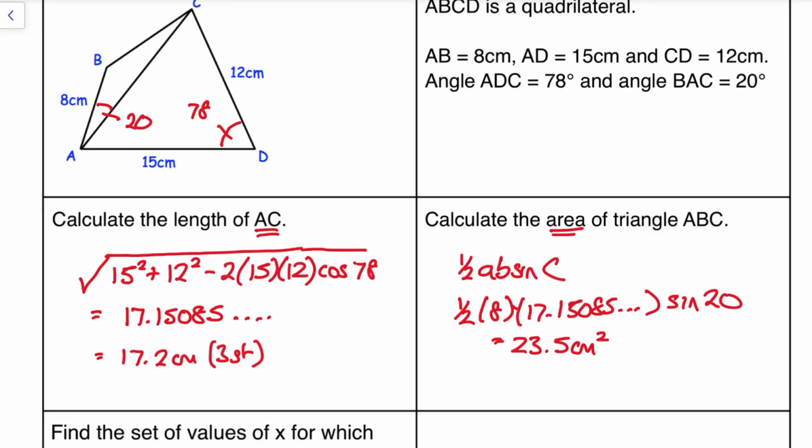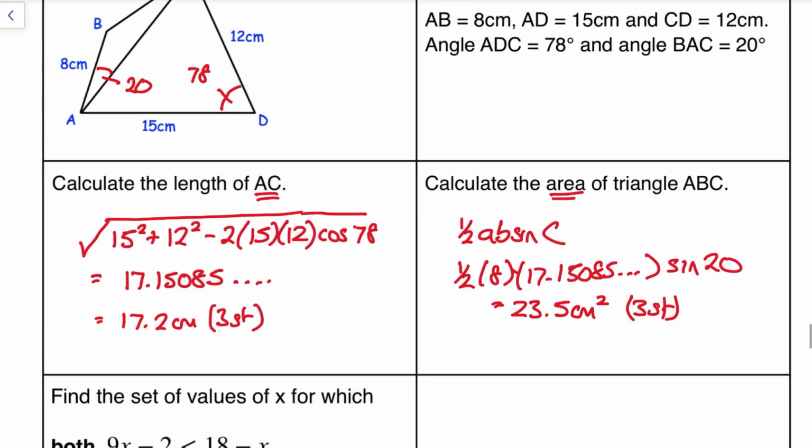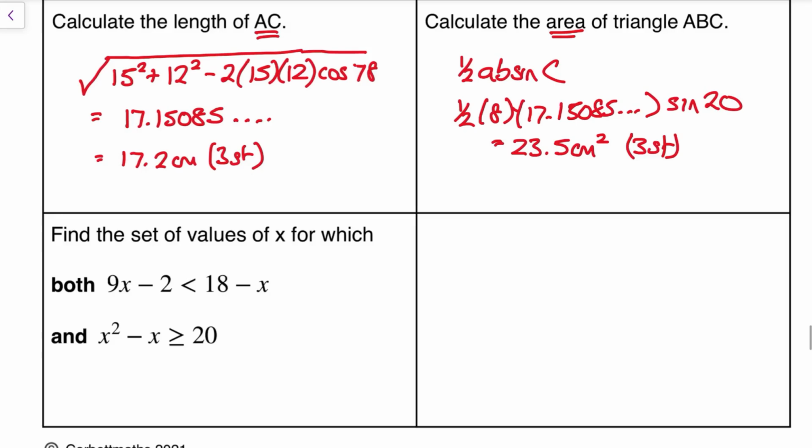Now, why is it I just write that answer down there? And actually, let's just write my accuracy, 3 sig fig. Why do I not write the whole thing? Because in this case, I know I'm not going to need that answer again. So therefore, the answer will do 23.5. Question done. Next and final question today.